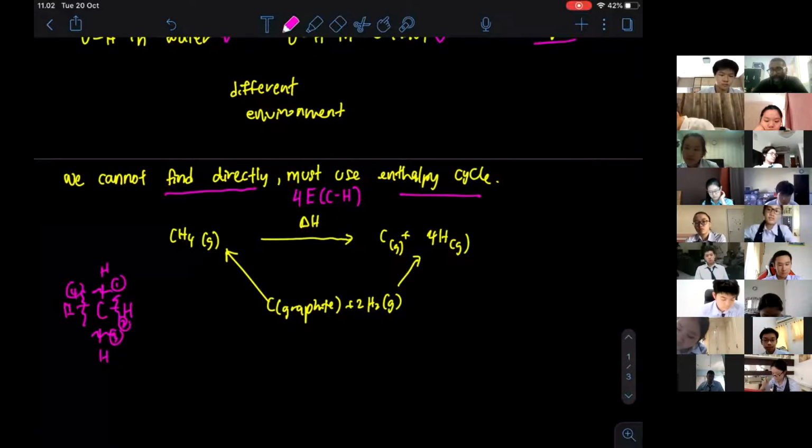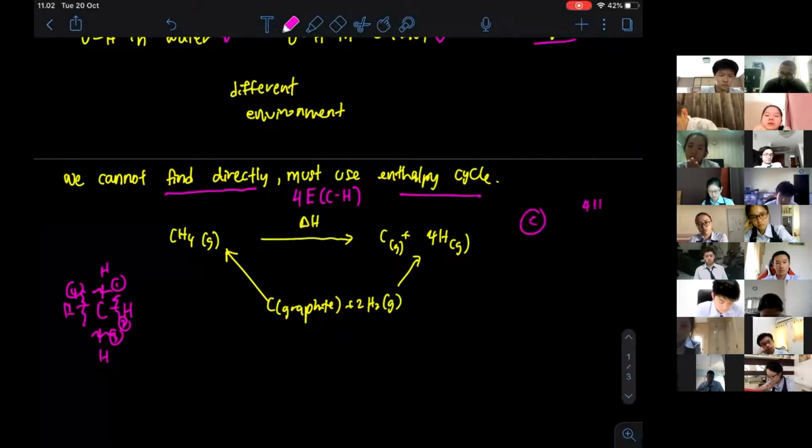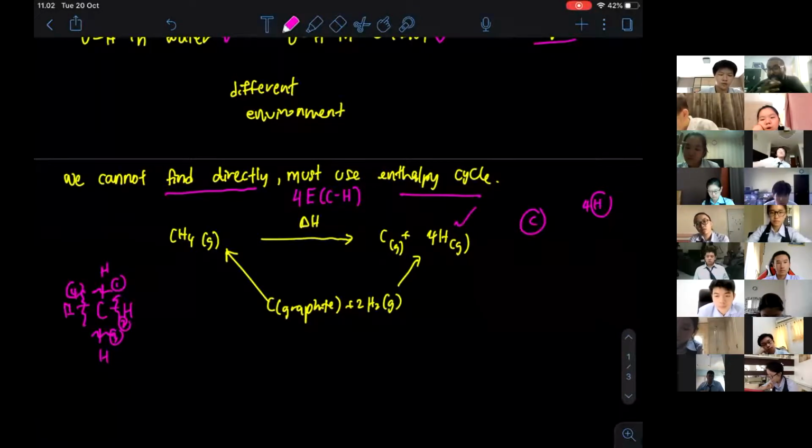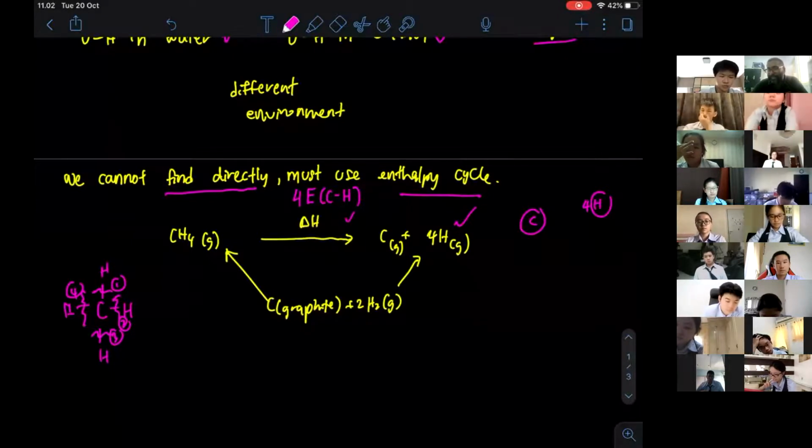Now if I break the bond, I'm going to get 1 carbon and 4 hydrogen, as you can see here. I can use some data to calculate this, because I cannot find it directly. There is no way to measure this directly. That's the reason why we use Hess's law.